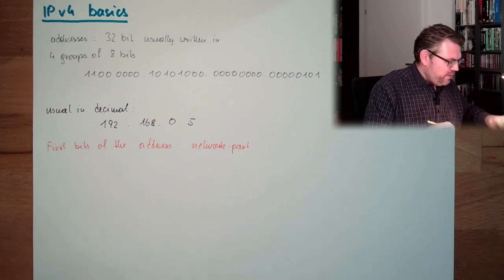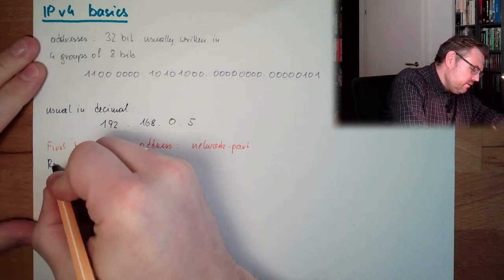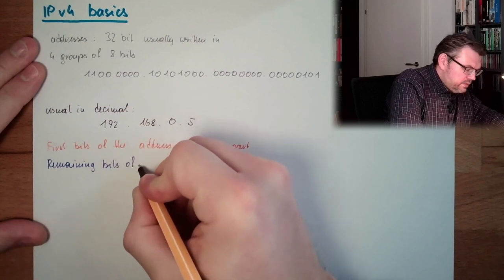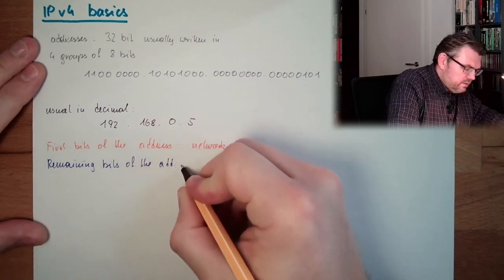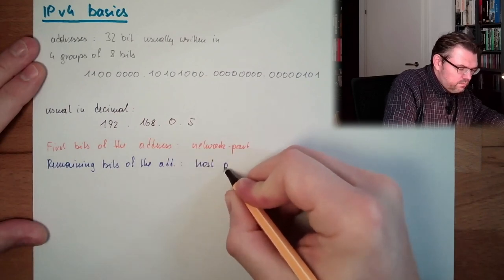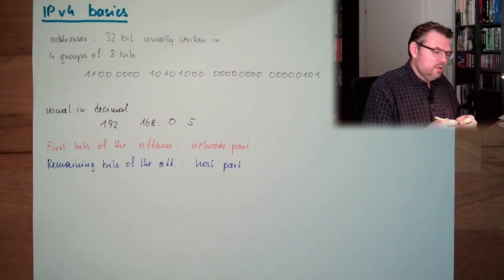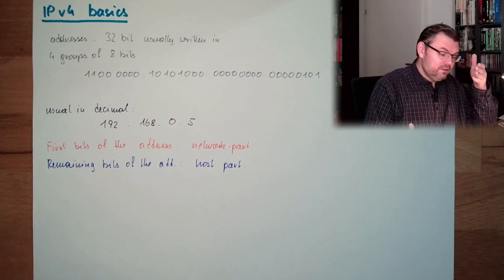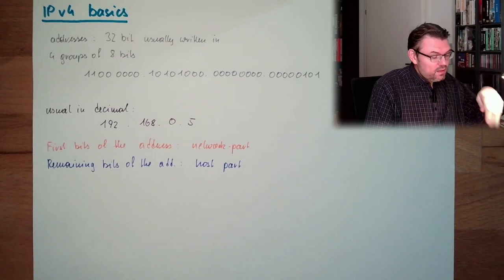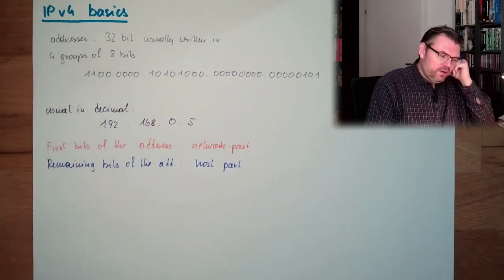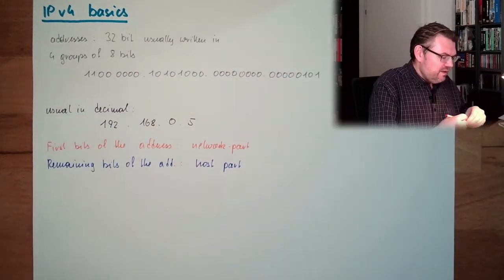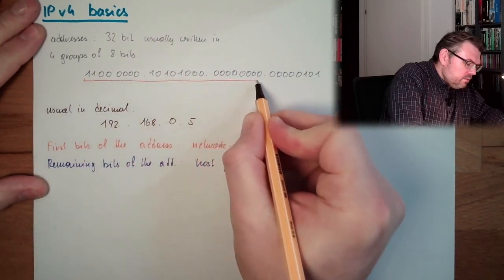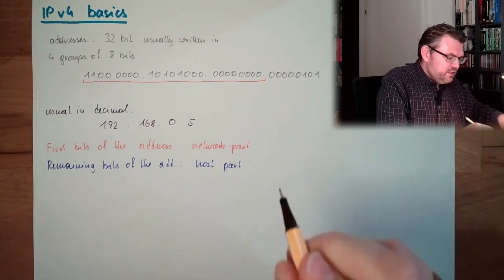And the last bits, the remaining bits of the address, is the host part. So the address is divided into two parts, the network part and the host part. The first part is the network part, the last part is the host part. So if we, for instance, would say this here is the network part, and this shall be the host part.